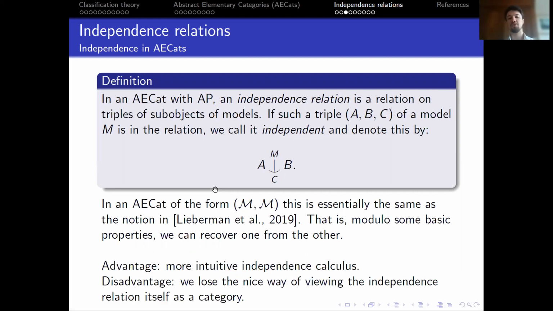The disadvantage, though, is that in their work, Mike Hirschi and Sebastian have this very nice way of viewing an independence relation itself as a category, where you take the category of arrows and then the morphisms are those commuting squares that are considered to be independent, and then they do all sorts of nice things with that viewpoint. So every advantage comes with a disadvantage, but in the end, it's the same information anyway, so you could recover this from one and the other.